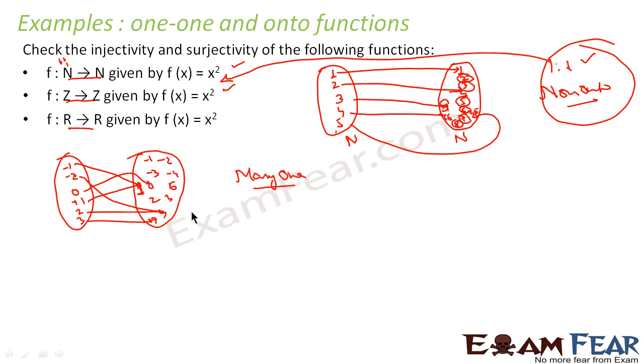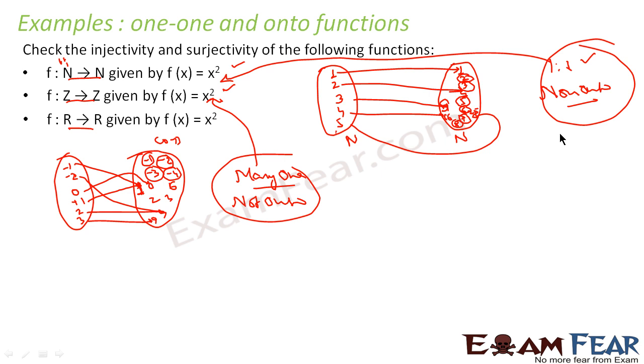Correct? Also, if you see, there are so many orphan elements: -1, -2, because I'm telling you this codomain is nothing but x square, and it has to be always positive. So -1, -2, -6, these are all orphan elements. So it is not onto. So what you have seen, this same function made me change the range and domain and codomain. It is now many one and not onto. Here it was one-one and not onto.